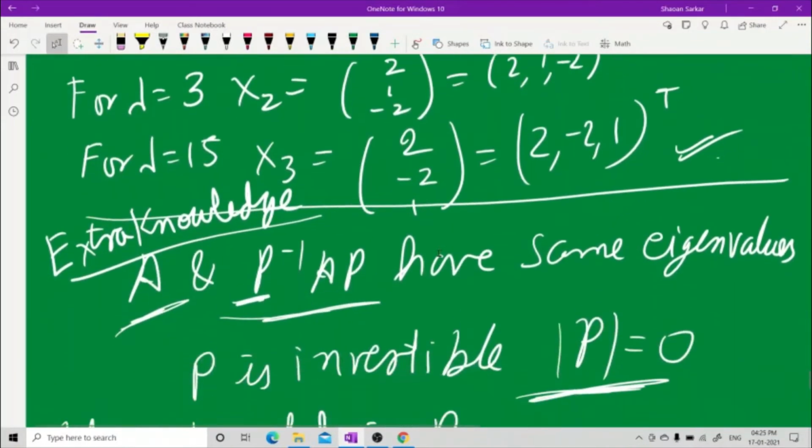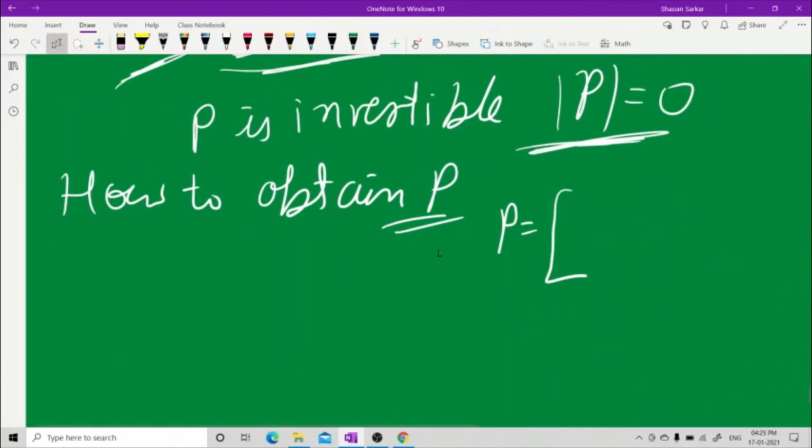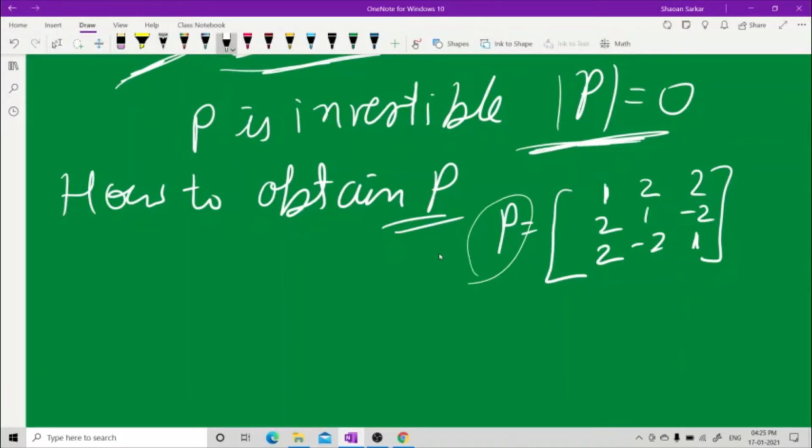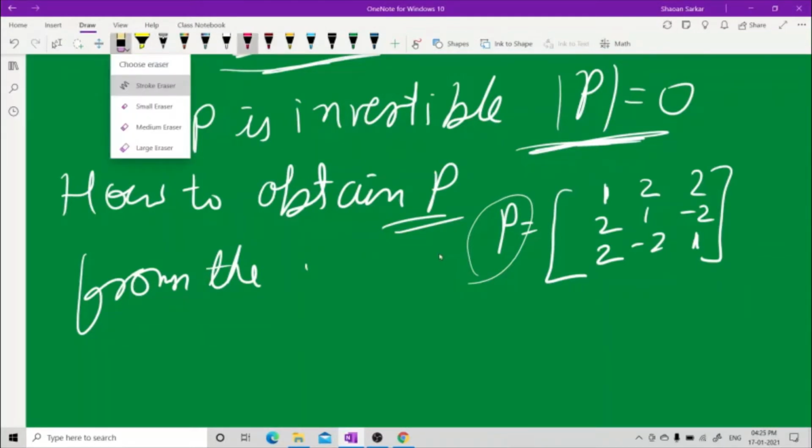But the vectors will come in column manner: 1, 2, 2. Then you had your 2, 1, minus 2. Then you had your 2, minus 2, and 1. This is the way you will see P, and you can find P inverse very simply. This P you obtain from the eigenvectors.